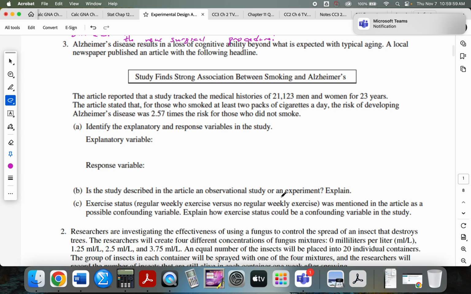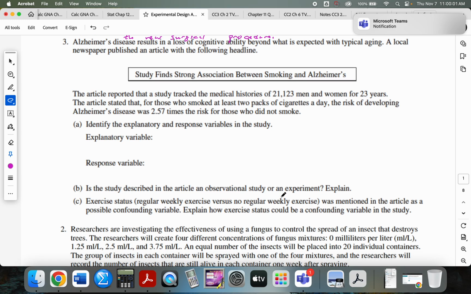Here's one that has a bit more to it. I think this may be the whole question. Alzheimer's disease results in a loss of cognitive ability beyond what is expected with typical aging. A local newspaper published an article with the following headline: Study finds strong association between smoking and Alzheimer's.